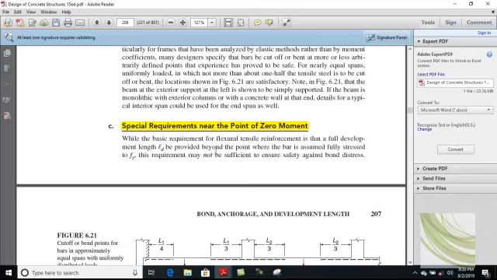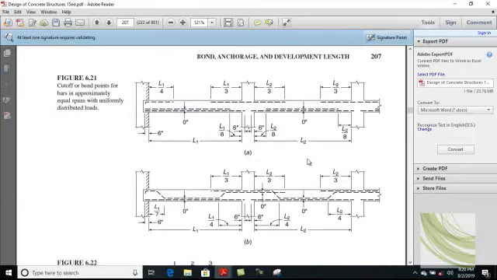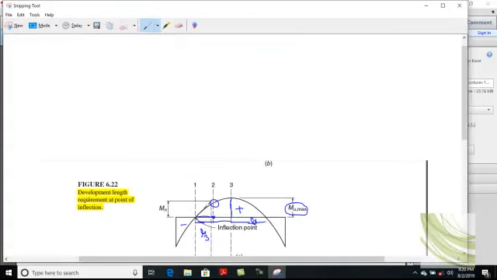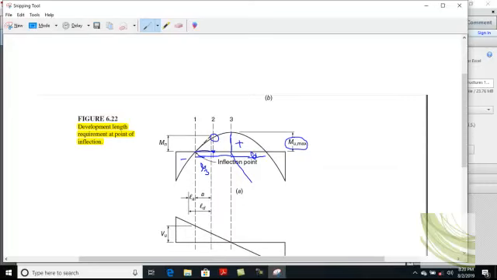While the basic requirement for flexural tensile reinforcement is that a full development length Ld be provided beyond the point where the bar is assumed fully stressed, the requirement may not be sufficient to ensure safety against bond stress. Let me explain this point: this is the maximum moment point, and I assume that the bar should be stressed to that point.